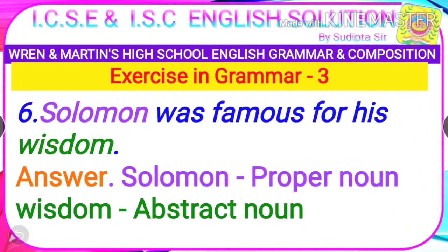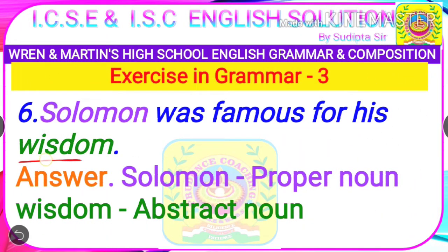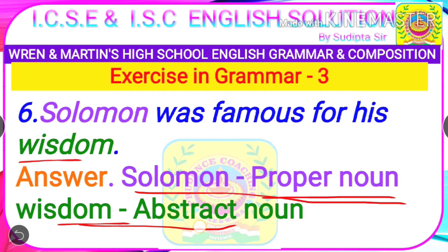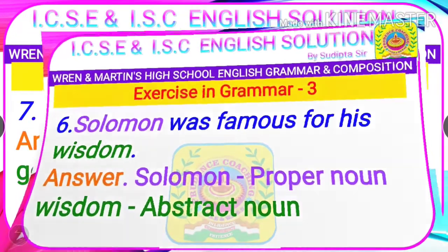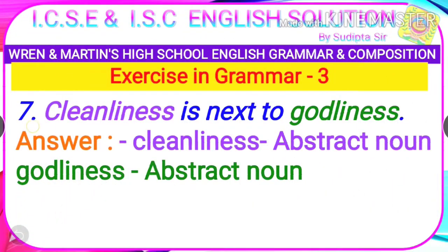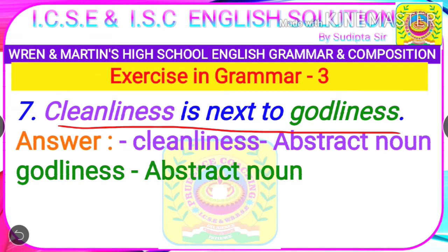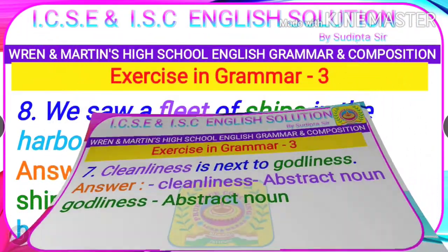Number 6. Solomon was famous for his wisdom. Here Solomon is the name of a king. That's why it is a proper noun, and wisdom is an abstract noun because it tells something about the thing which can be felt or can be recognized. Cleanliness is next to godliness. Here cleanliness and godliness are both abstract nouns.